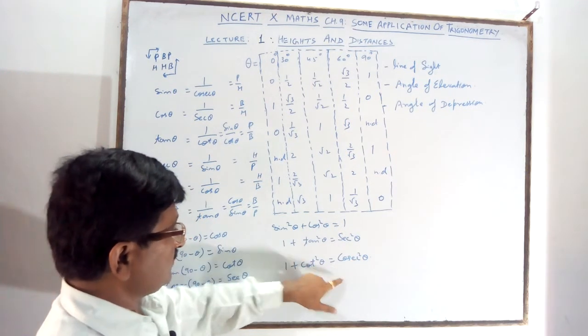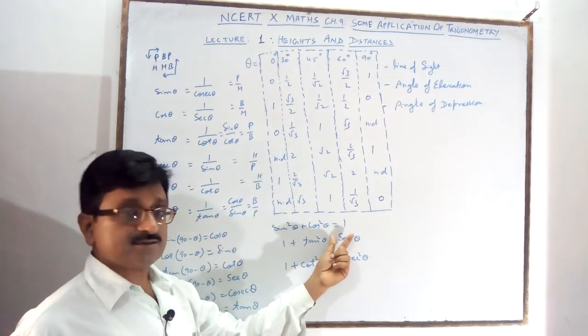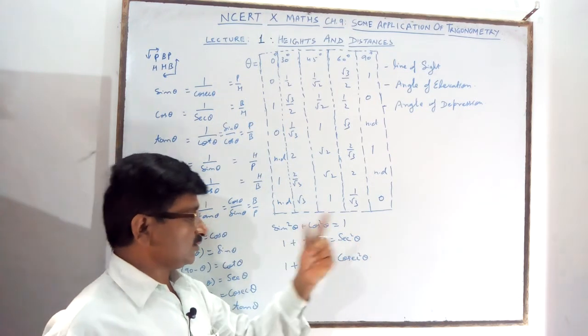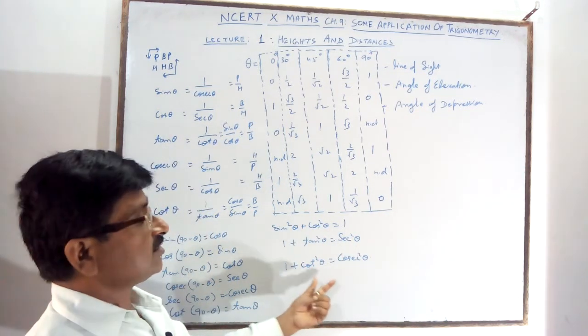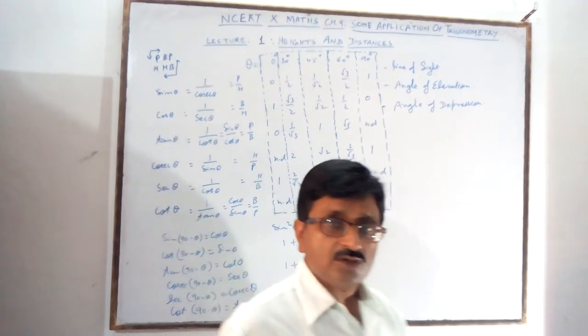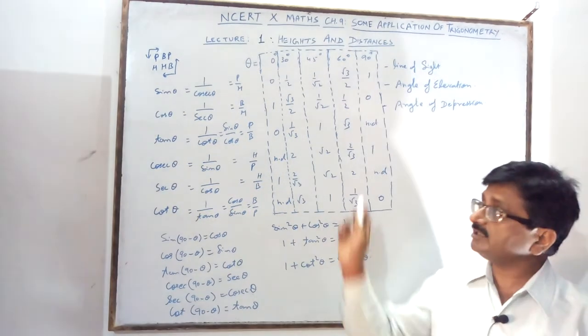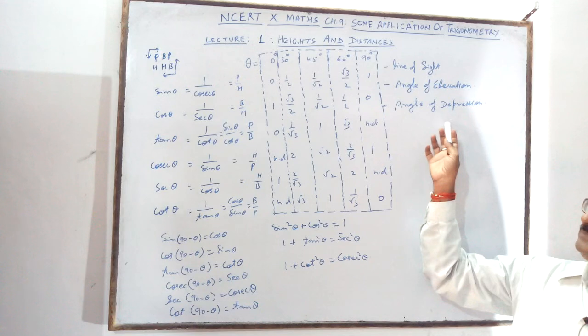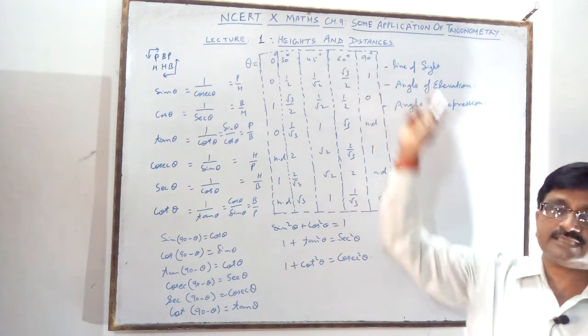Three identities you have seen. It is sin square theta plus cos square theta is equal to 1. 1 plus tan square theta is equal to sec square theta. 1 plus cot square theta is equal to cosec square theta. With all these trigonometric ratios, you will solve this chapter, which is called height and distance.